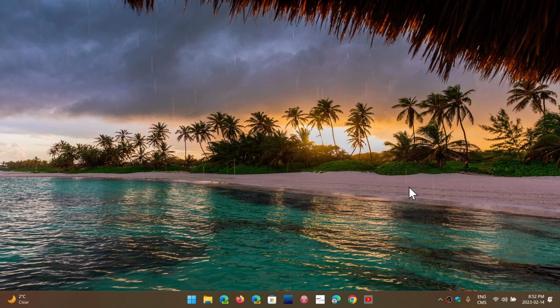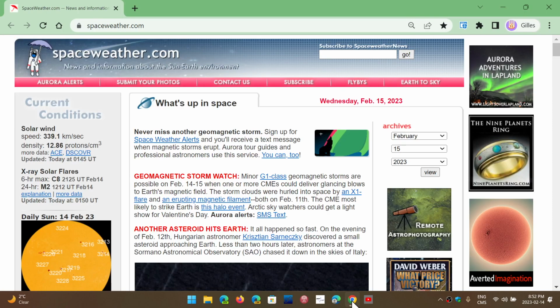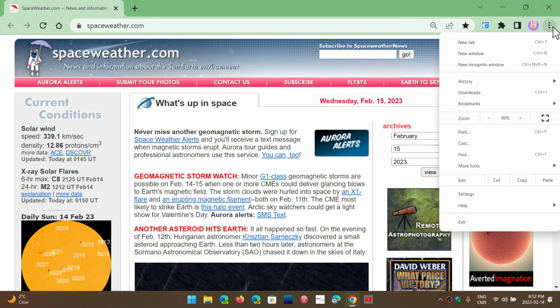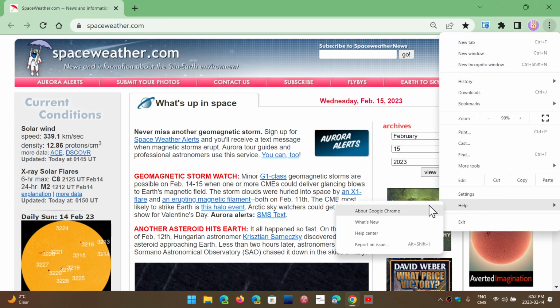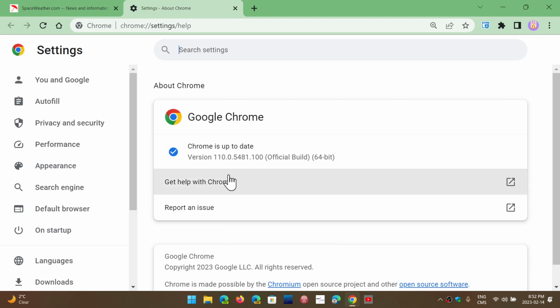But if you did have problems, in Google Chrome, if you go onto the upper right corner, the three vertical dots, help and about Chrome, you will be at version 101.0.5481.99, 100, something like that, something close. This is for Linux, Mac, and Windows.